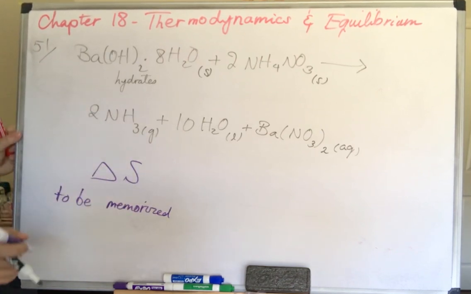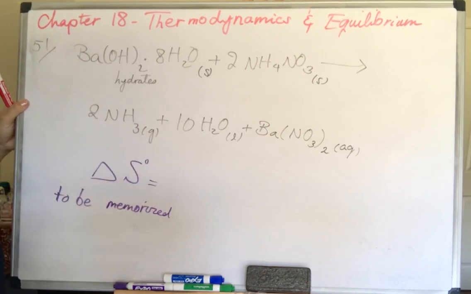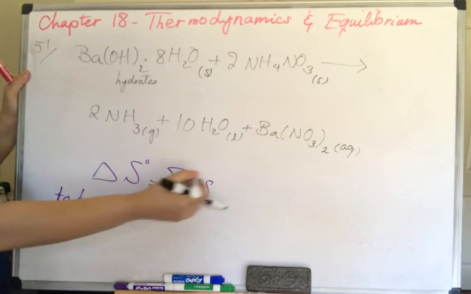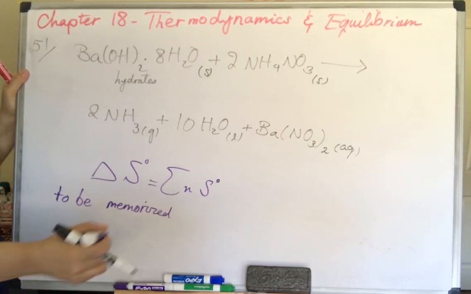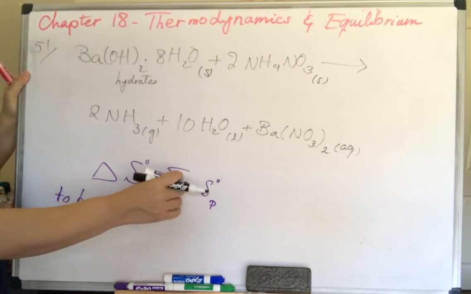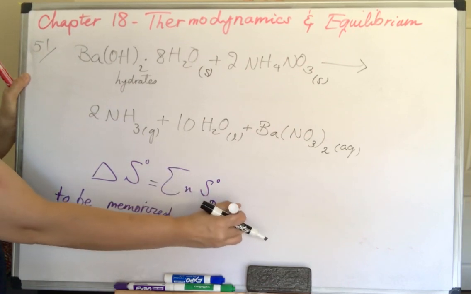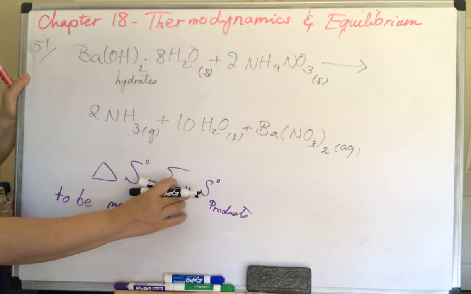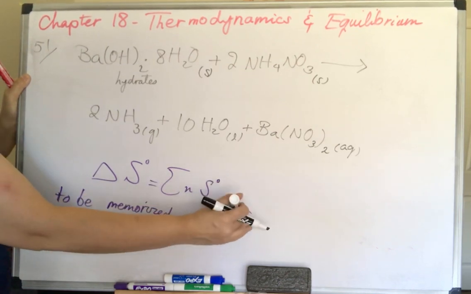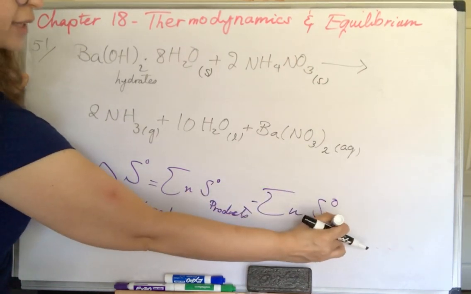This is in the form of a mathematical equation, but it's more conceptual. So delta S is the summation of the standard entropy of the products, considering their coefficients, minus the same for the reactants.